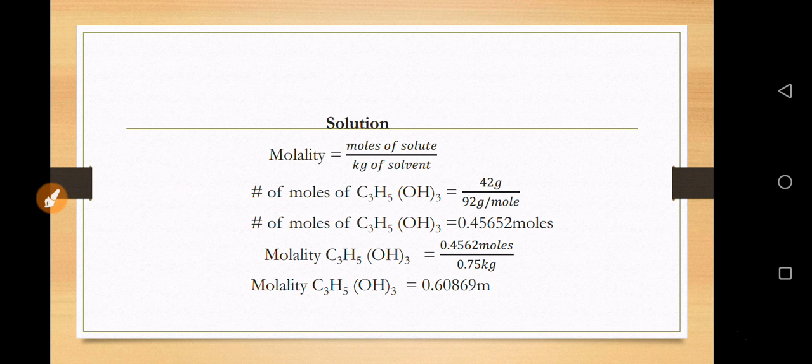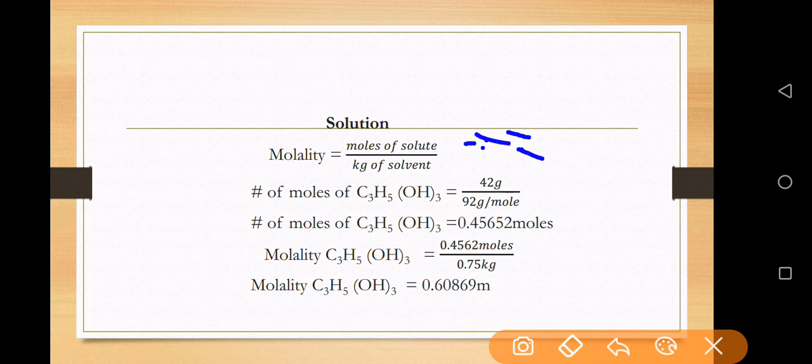Like in this case, we are talking about this one. Molality is equal to number of moles of solute over kg of solvent. As I've already said, we need to calculate first of all the number of moles. The number of moles will be calculated by dividing 42 gram over 92 gram per mole.